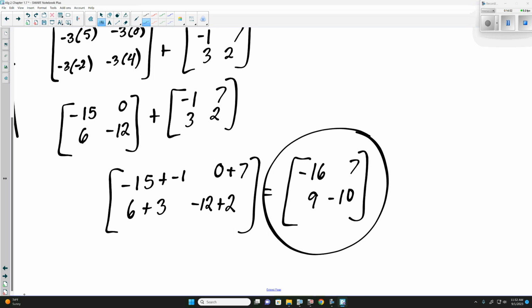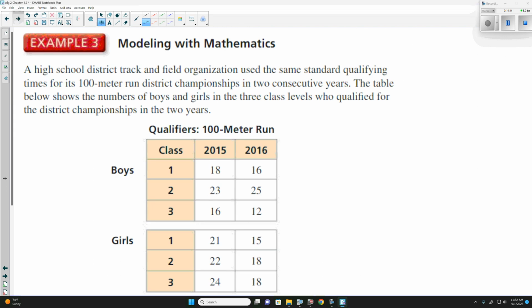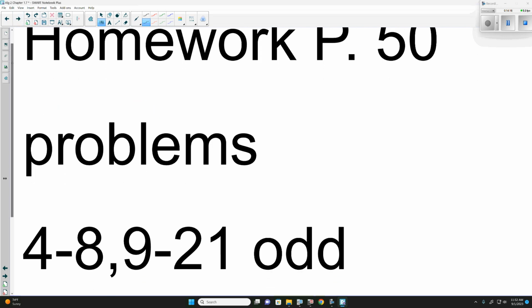Any questions on any of this here? Do we need to see another example of scalar multiplication or addition, subtraction, or a combination of the two? If not, this is your assignment.